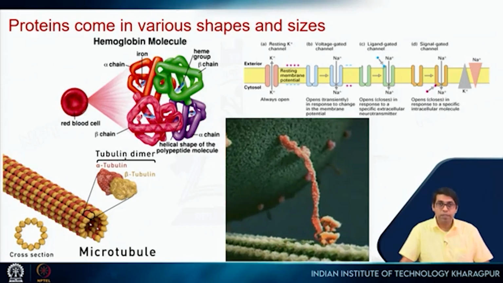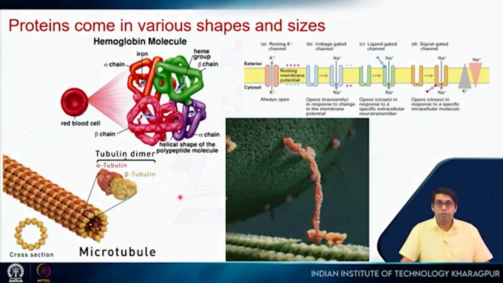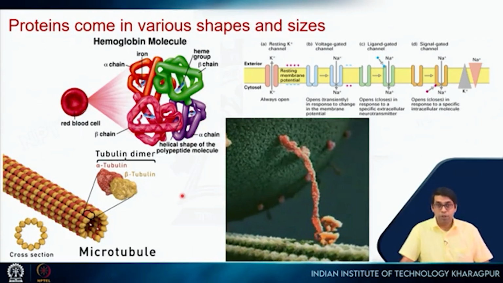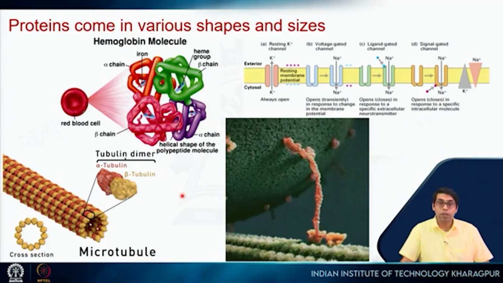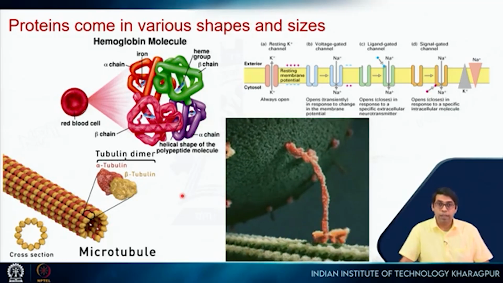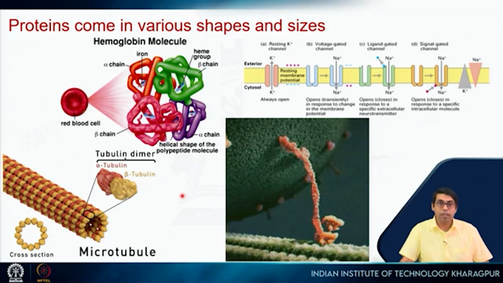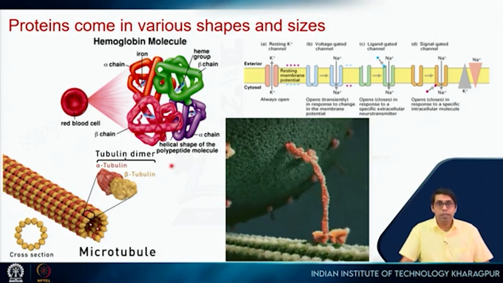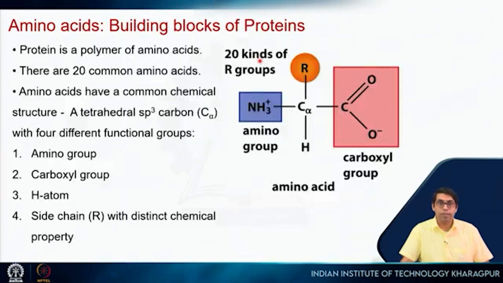You can see that proteins can act as so many different things. And then of course in the next week I will talk about a specific type of protein which are called enzymes, which carry out the catalysis of all the chemical reactions that happen inside our body. Okay. So proteins come in various shapes and sizes.